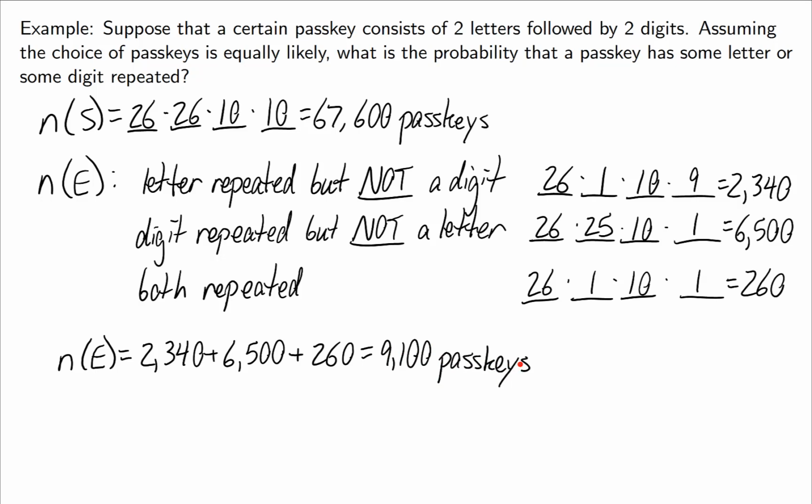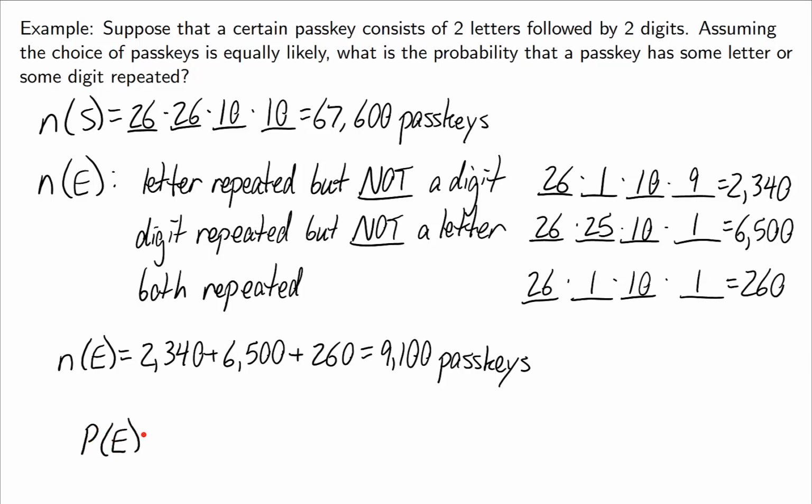Now let's take a look for a second. Had you done this wrong, you might have this number being too big. A little check is that notice the event size is smaller than the sample size. Now let's just calculate our probability. We'll write it as a percentage.